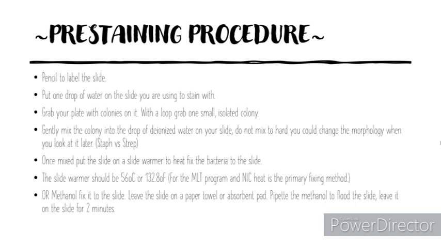Once mixed, put the slide on a slide warmer to heat fix the bacteria to the slide so we don't have everything washed off and not see anything once we put it under the microscope. The slide warmer should be about 56 degrees Celsius or 132.8 degrees Fahrenheit. For the MLT program, heat is the primary fixing method.